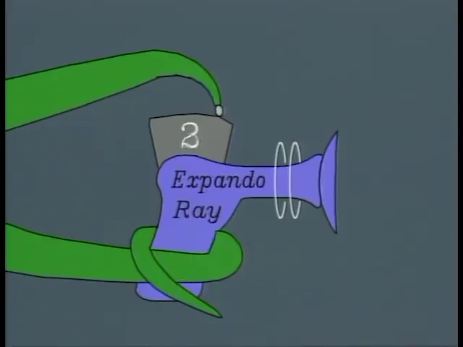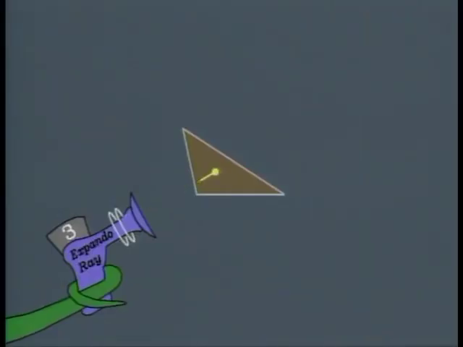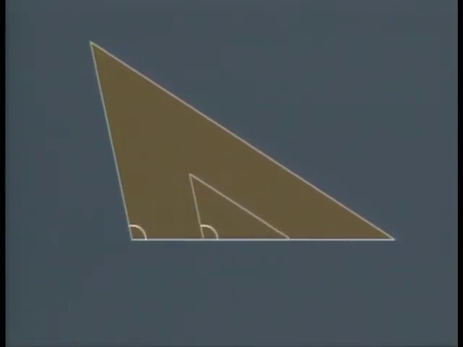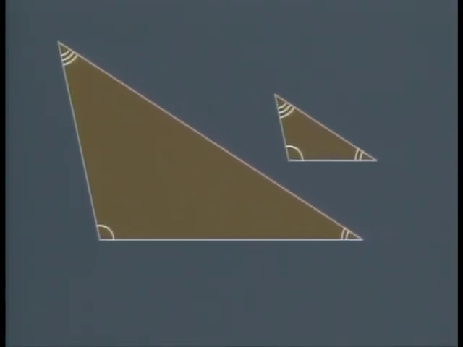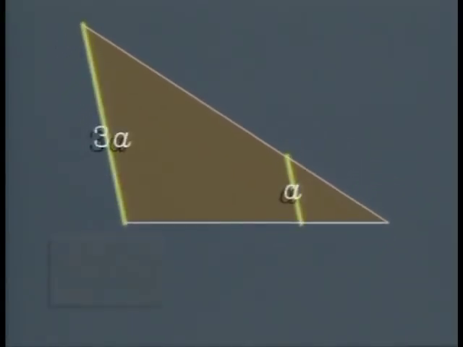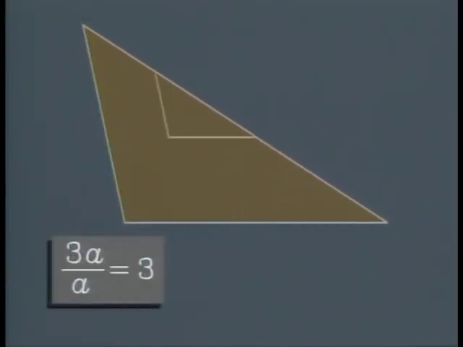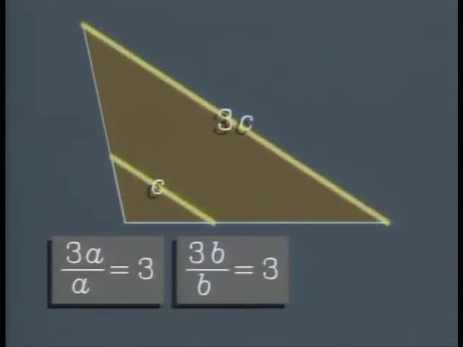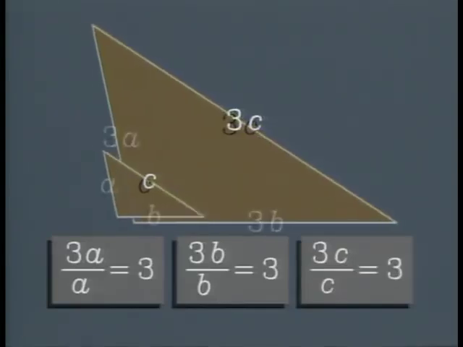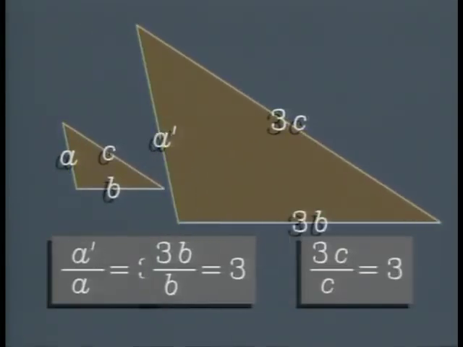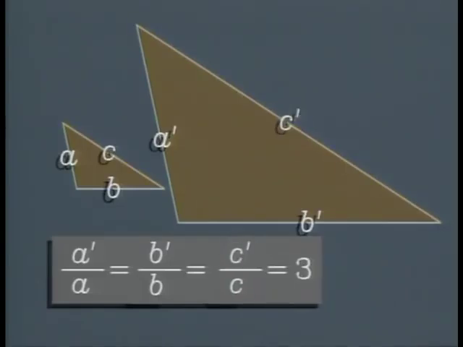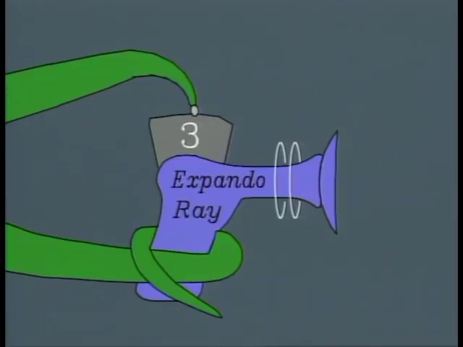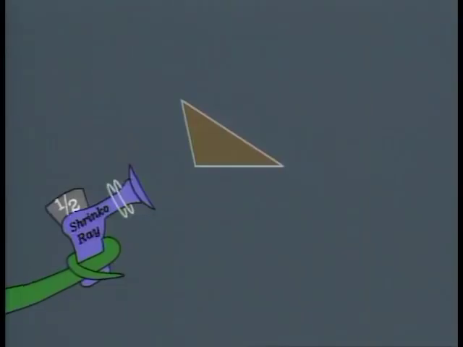If we expand by the scaling factor 3, we get a triangle with sides 3 times as large. Again, the angles don't change, and the lengths of corresponding sides have the same ratio. The same is true if we shrink the lengths to any smaller size, for example, 1/2.